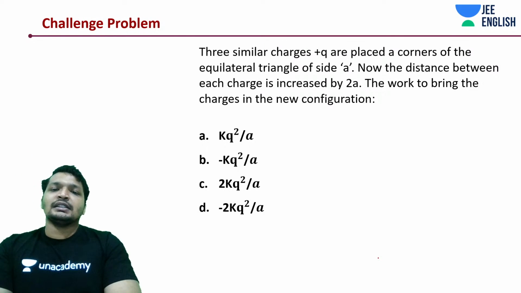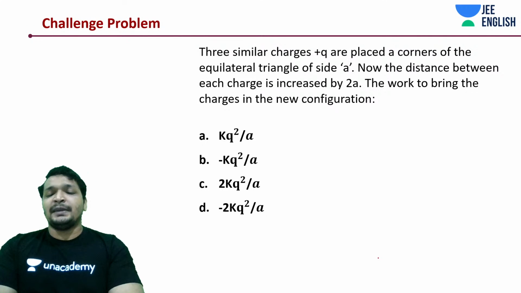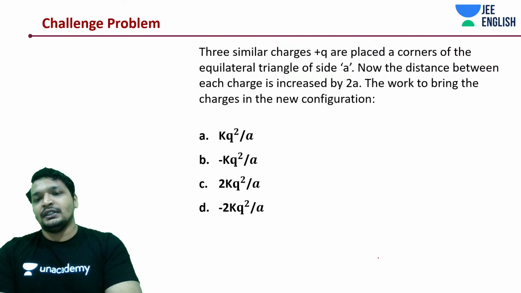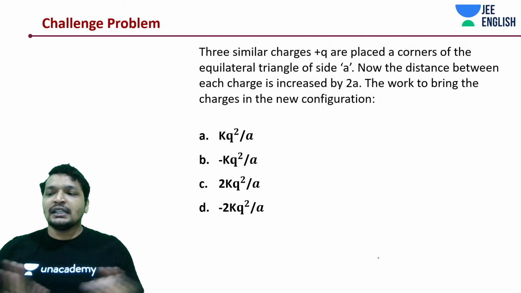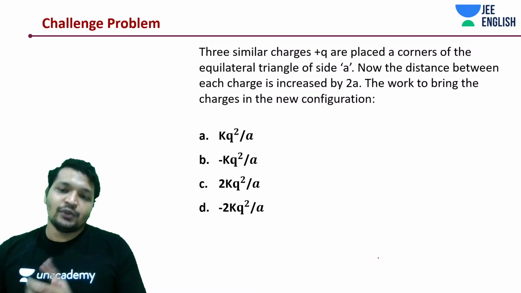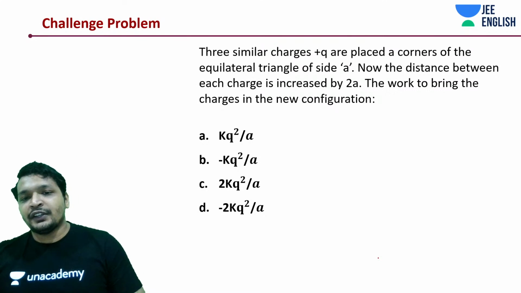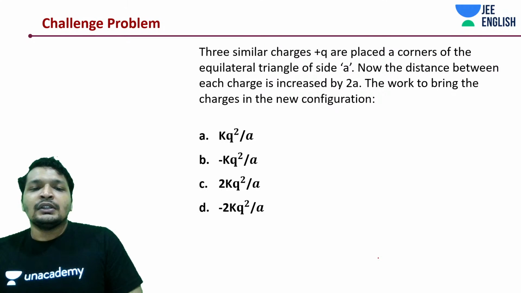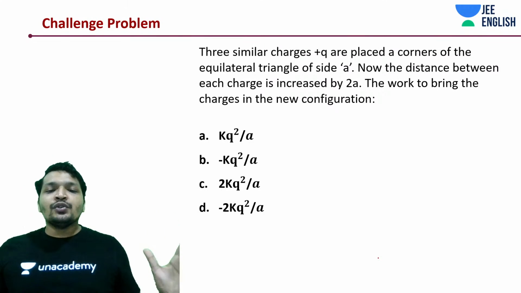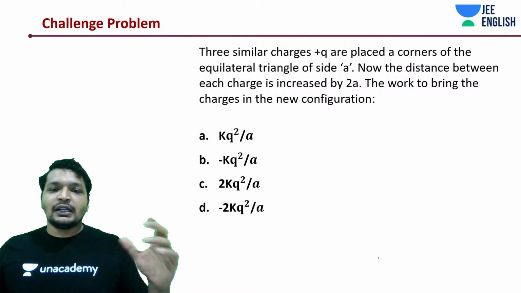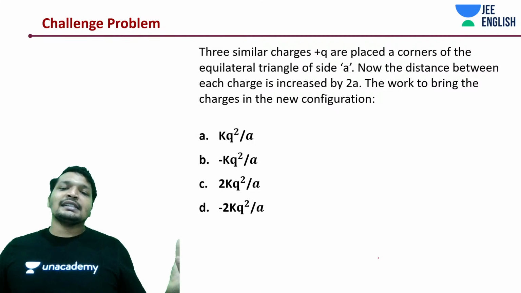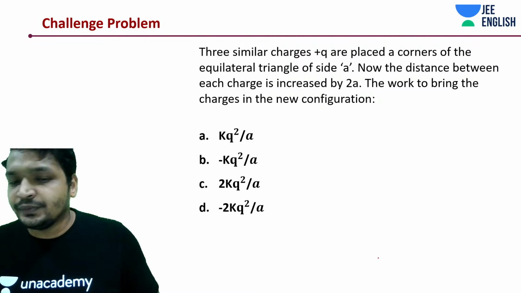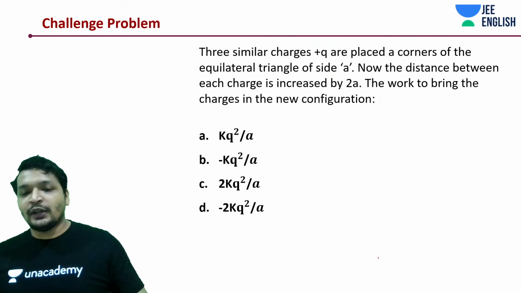What has been asked? There are three similar charges plus Q which are placed at the corners of an equilateral triangle of side a. The distance between the charges is increased by a further 2a. To clarify your question, it should have been further 2a. What is the work done to deassemble from the initial configuration and assemble them in the new configuration? Think about it carefully. Take your time to think about it.